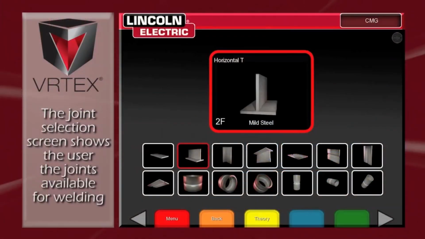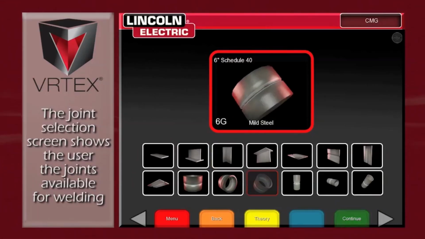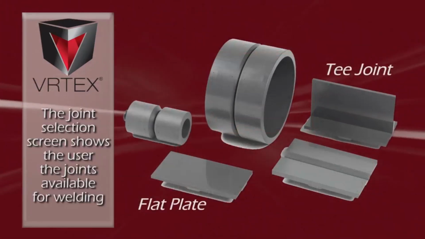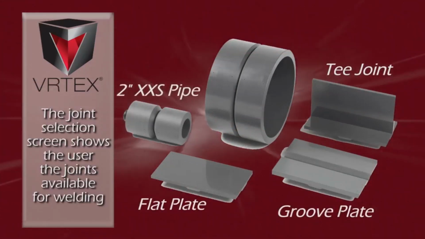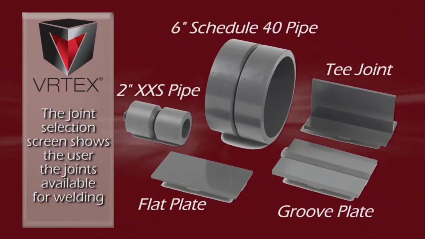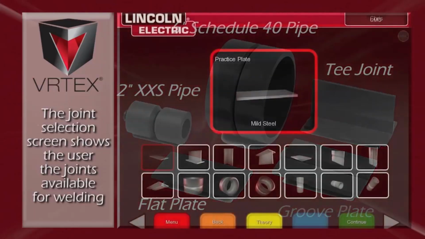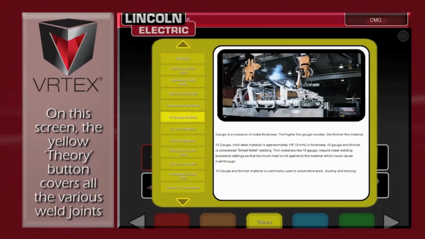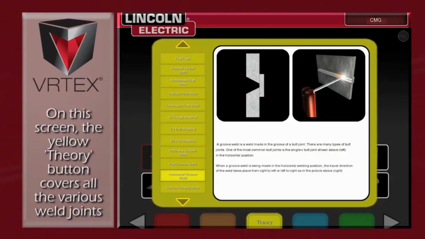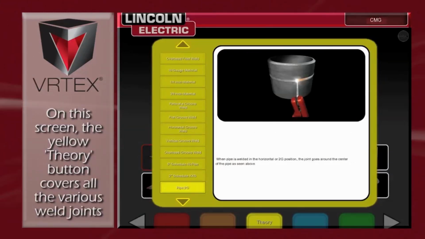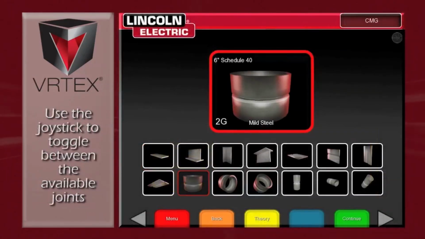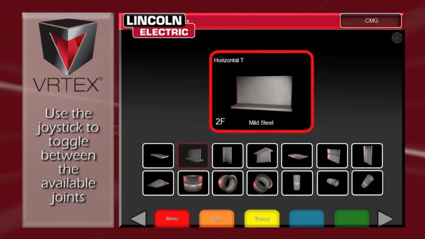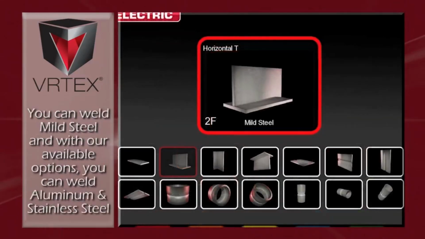The joint selection screen shows the different joints available for welding. There are currently 5 joints: a flat plate, T-joint, groove plate, 2-inch extra strong pipe, and the 6-inch Schedule 40 pipe. On the joint selection screen, the yellow Theory button covers all the various weld joints. Use the joystick to toggle between joints and press the red Select button to select the joint that you want to weld.